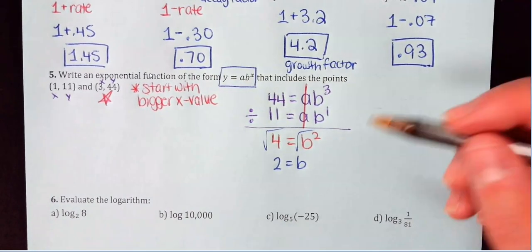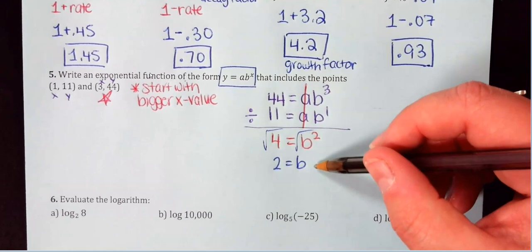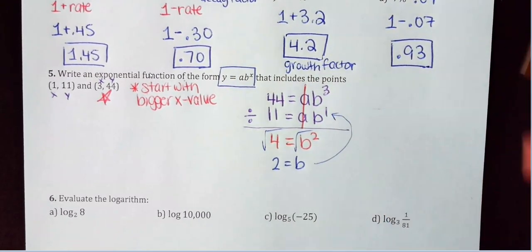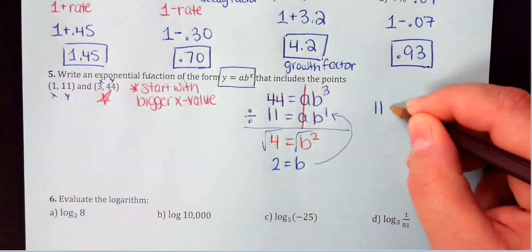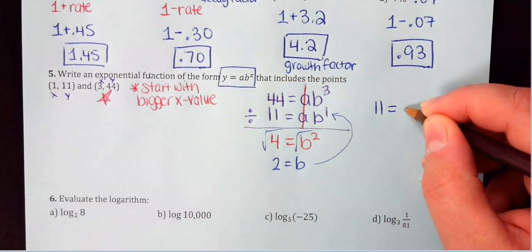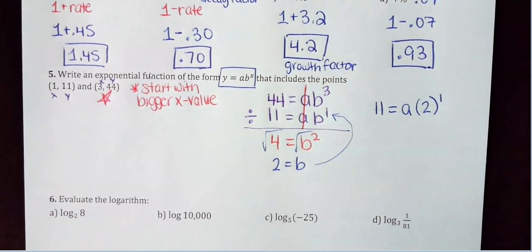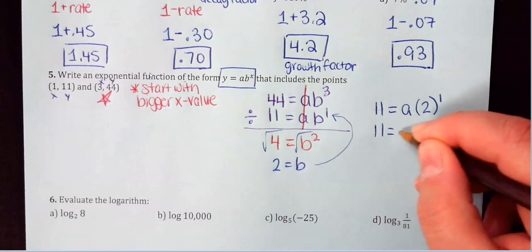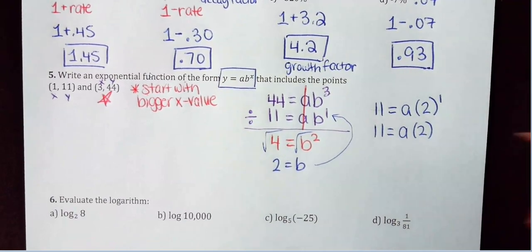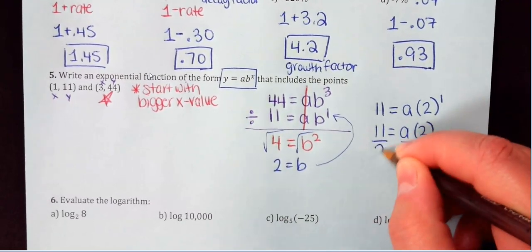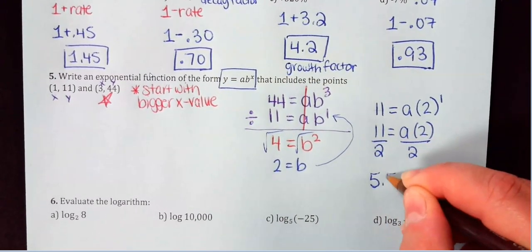We're just going to plug this back into either one of the equations to get a, because I need both of those. I'm just going to plug it into the one at the bottom. So I've got 11 equals a times b to the first, and now I know b is 2. So this would be 11 equals a times 2. 2 to the first power is just 2. And I know this isn't the greatest number in the world, but this is how it is on the final. So I set it up like this.